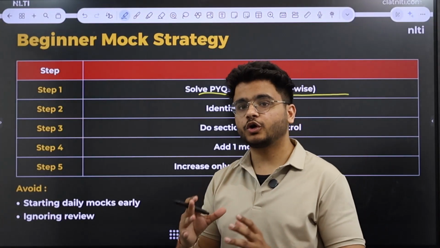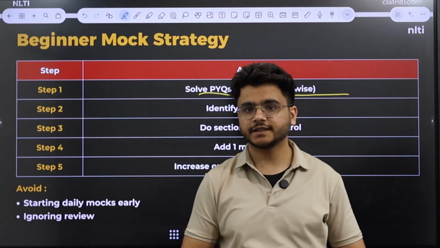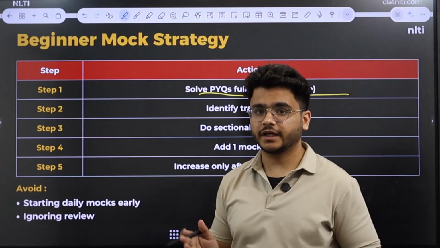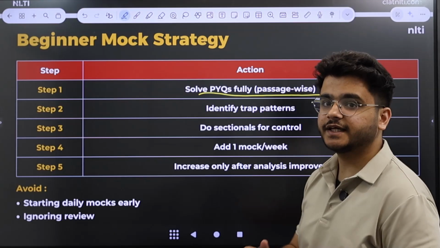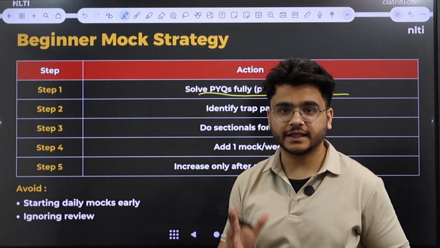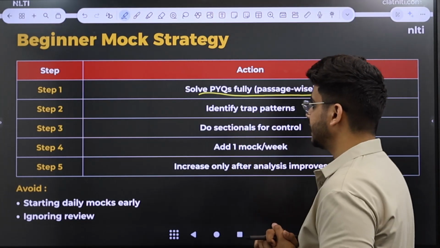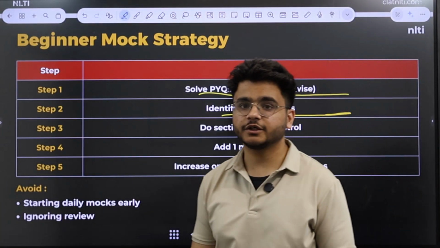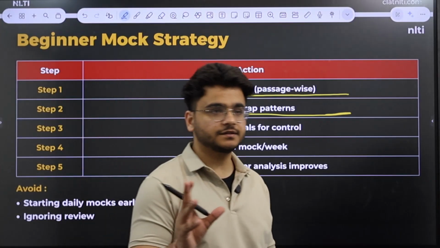Is it more on the analytical side? Is it more on the main idea side in the English section? You can also do it with the help of AI. Just upload the PYQs in AI and just tell it to give you the exact question types, the exact difficulty types. So make sure you use AI, you use templates in this mock analysis, in this beginner mock strategy. Step 2 is to identify trap patterns, where you lack, where you are set up in a trap. So you've got to identify those trap patterns.